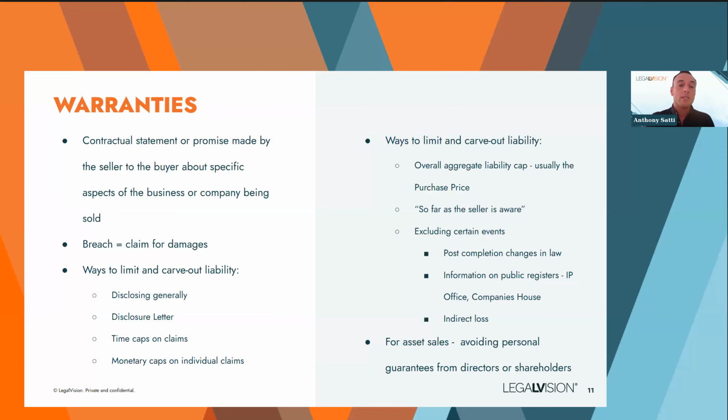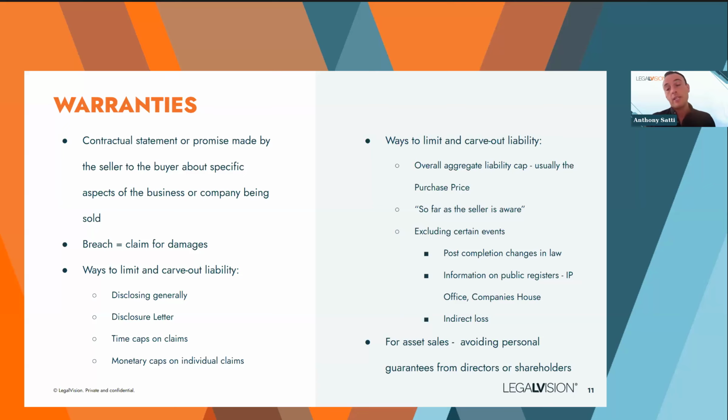Another way to limit liability is to introduce time caps or time limitations on how long before a buyer can bring a claim against you for warranties or for a breach of warranties. That could be, for example, 2 years or 3 years. For tax warranties, it's usually the case that that's a period of 7 years.